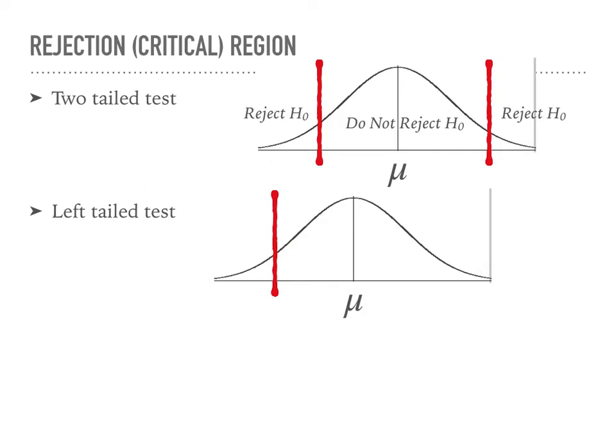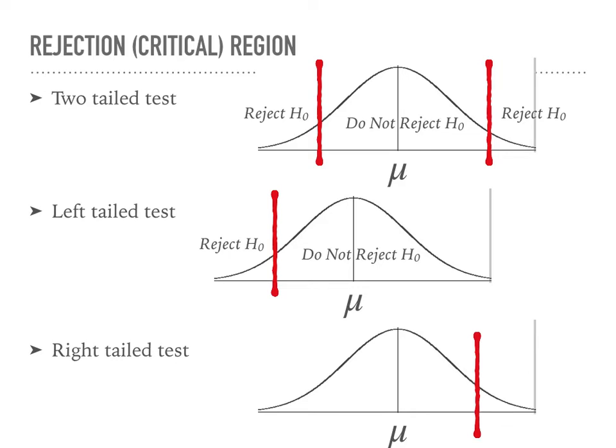A left-tailed test has a critical value that is off to the left. If our test value is out there in that left tail, we would reject the null hypothesis. Otherwise, we do not reject the null hypothesis. Right-tailed tests, as you can see, look very similar, only they have a rejection region in the right tail.